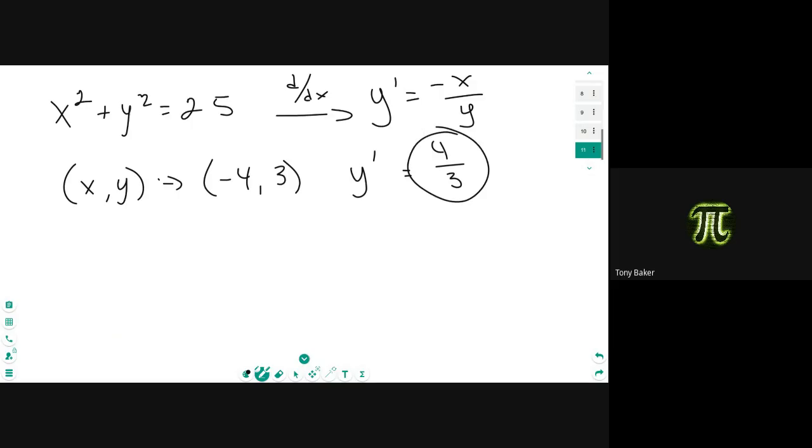The question is which one's easier to work with? This one's probably easier to do. And this one gives me the ability to do any point. It doesn't necessarily have to be on the top part of the circle, or I'd have to do the bottom of the circle. I could do any point.